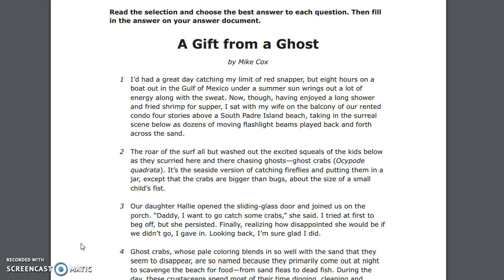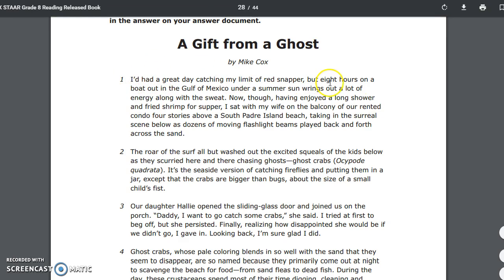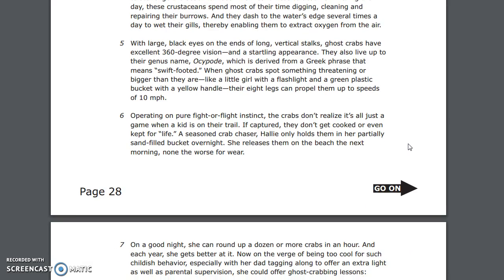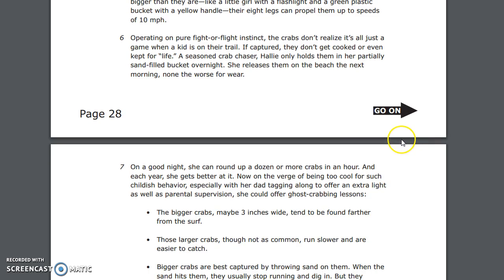Okay, just a few more genres to talk about and then we'll be finished. This example is literary nonfiction. Now, instead of thinking of it that way, relate it to something that you're familiar with, like a narrative essay. Remember, a narrative essay is about an experience that you had that was meaningful to you. So when you read something like this, it's going to sound kind of like a narrative. It'll have that first person, I'd had a great day catching my limit of red snapper, but it's really going to be about a moment. In this case, it was about a dad chasing crabs with his daughter. But it was really meaningful to him because it represented something special that they did together.